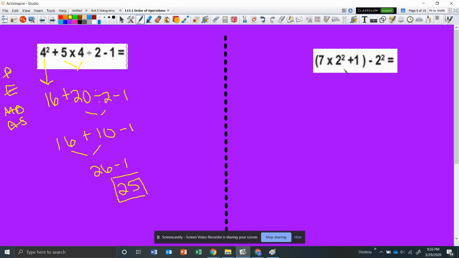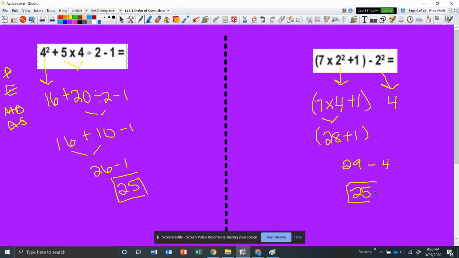Okay, over here, 2 to the second power is 4. 7 times 4. So if I'm looking at doing what's in parentheses, I still have to look inside the parentheses and do that in order. 2 to the second power is 4. Now I've got to multiply. 7 times 4 is 28. Plus 1 is 29. And then I've got this exponent right here. 2 to the second power equals 4. And 29 minus 4 is 25.